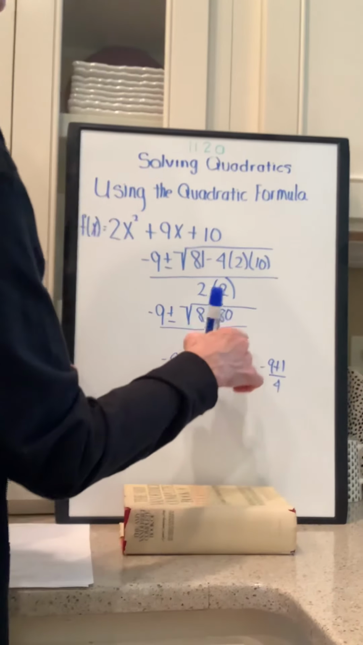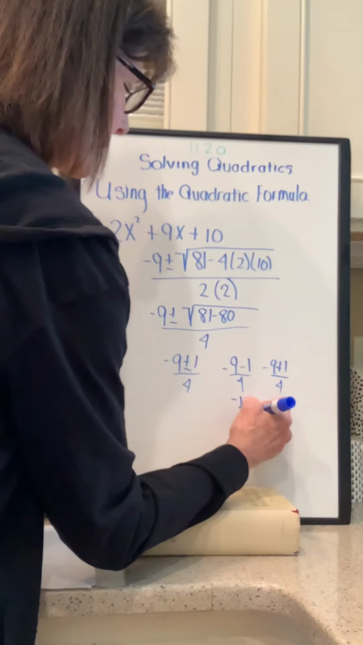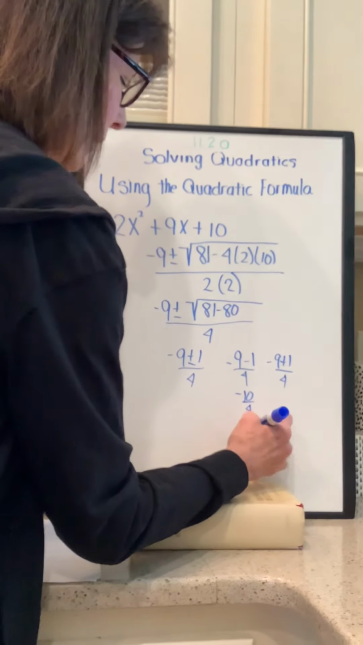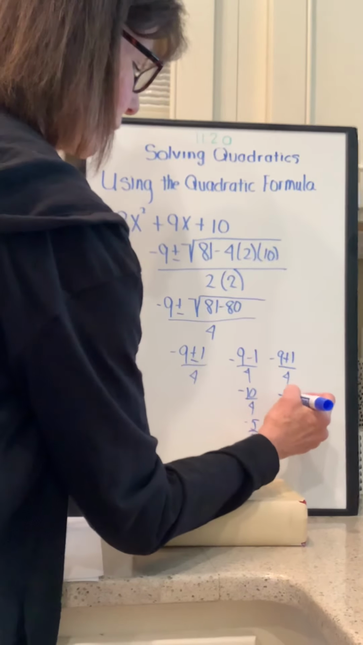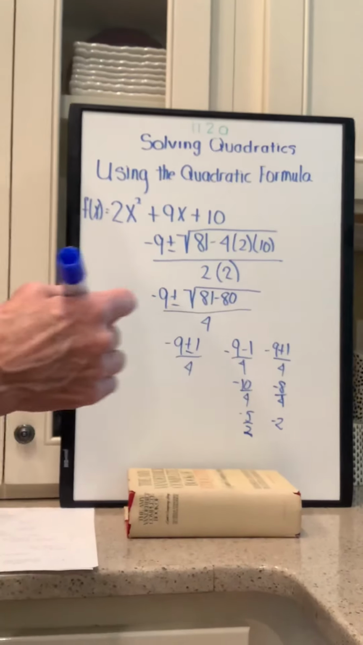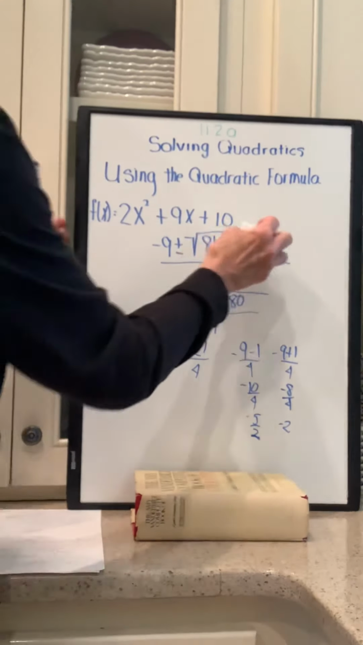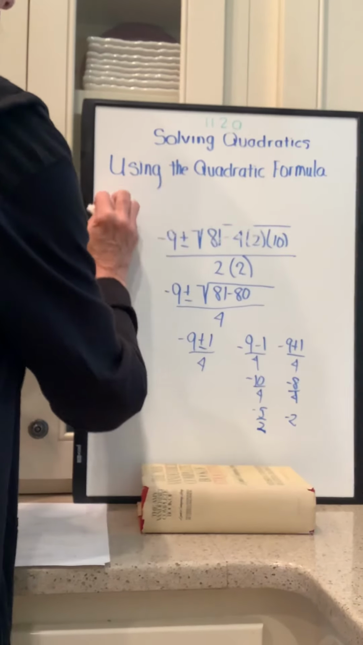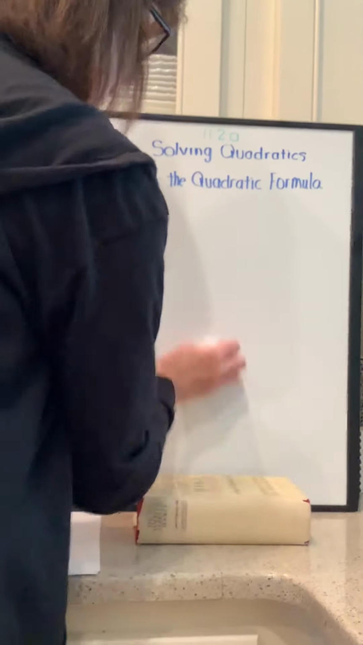So negative 1 minus 9 is negative 10 over 4. You can reduce that to negative 5 halves. Over here we have negative 9 plus 1, which is negative 8 over 4, and that answer is negative 2. So your 2 answers are negative 5 halves and negative 2, and we did this using the quadratic formula. Okay, let's keep going.